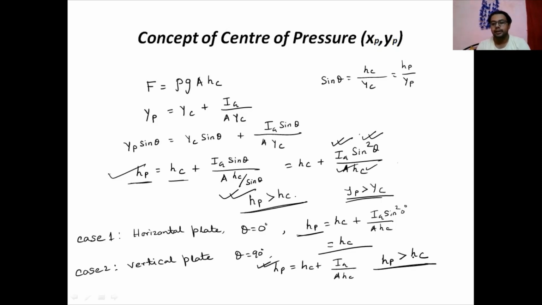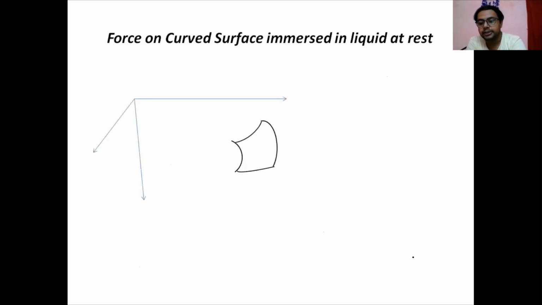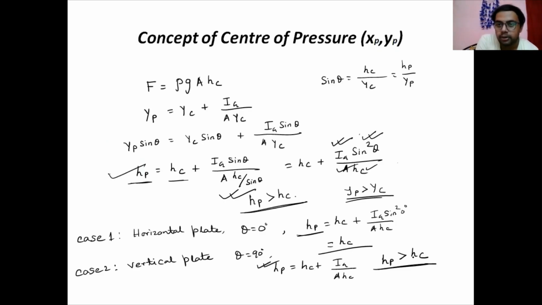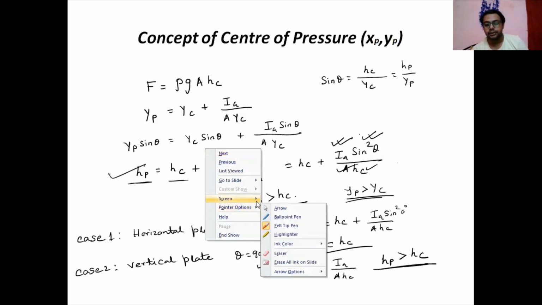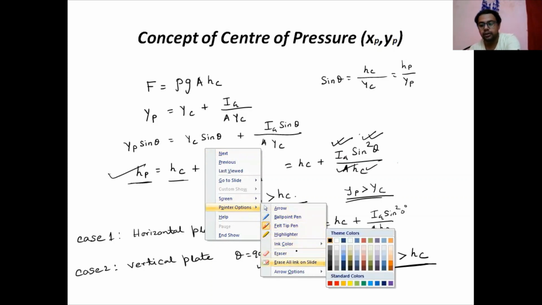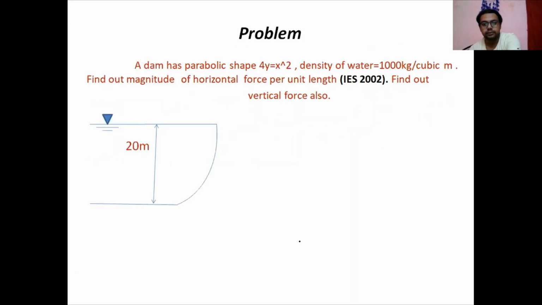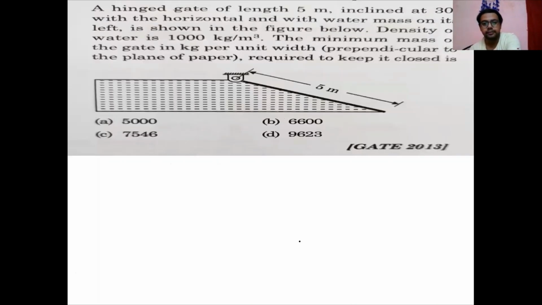So this is about the concept of the center of pressure. Any kind of problem asking regarding this, you can get it. How easy this kind of problem is. I just want to show you some cases before. Simply, this kind of problem you may be asked.